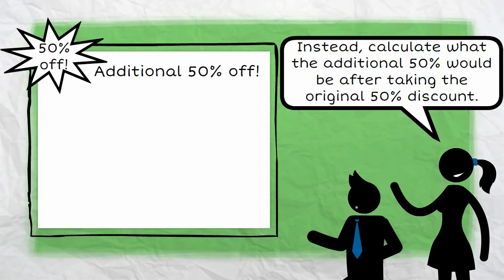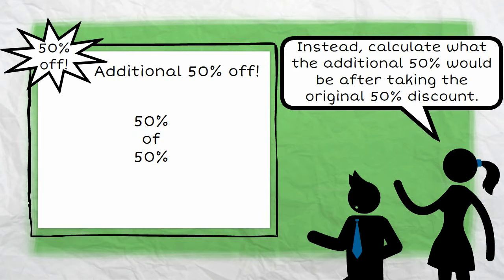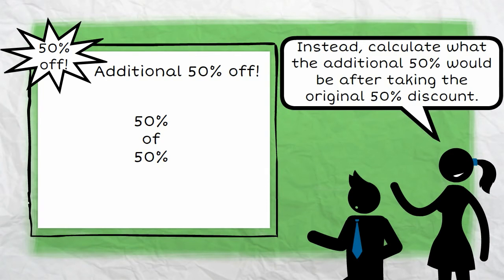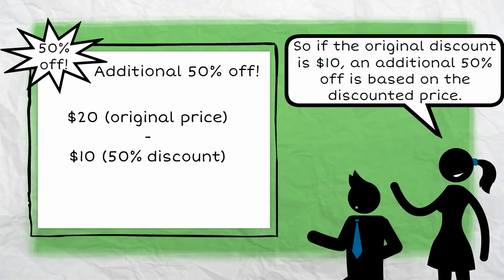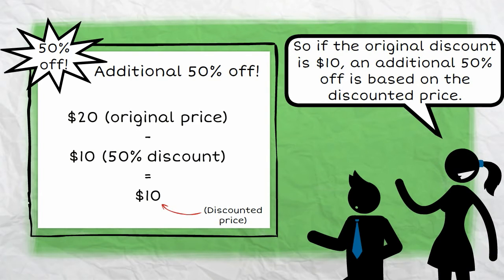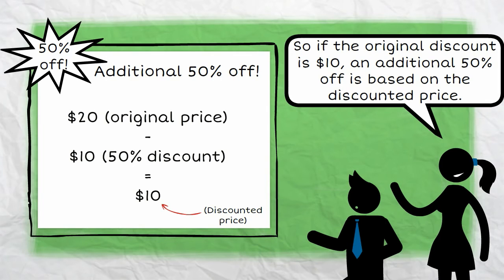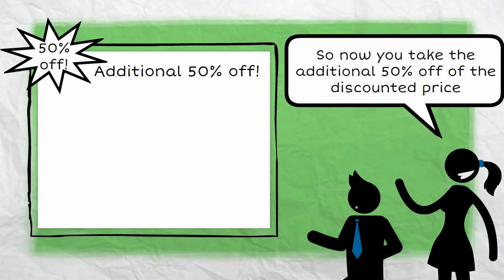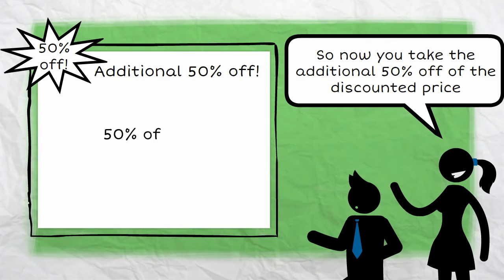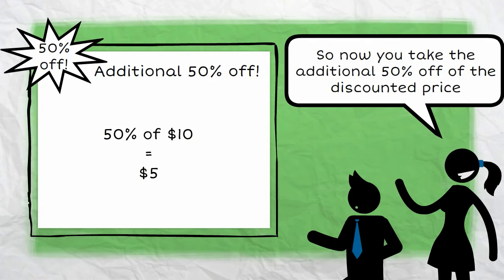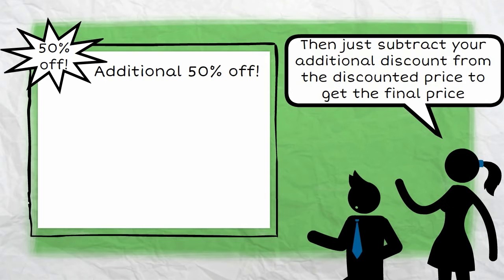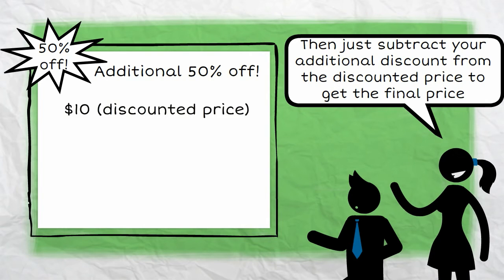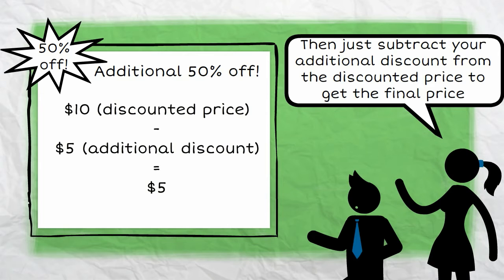Instead, calculate what the additional 50% would be after taking the original 50% discount. So if the original discount is $10, an additional 50% off is based on the discounted price. So now you take an additional 50% off the discounted price. Then just subtract your additional discount from the discounted price to get the final price.